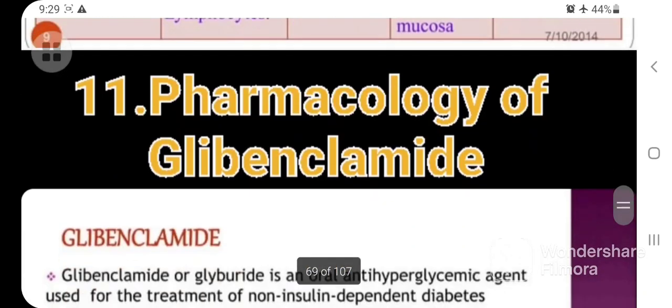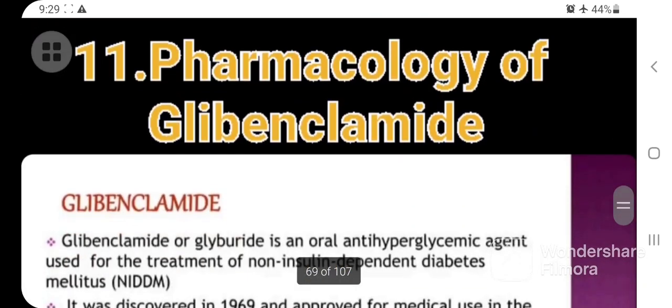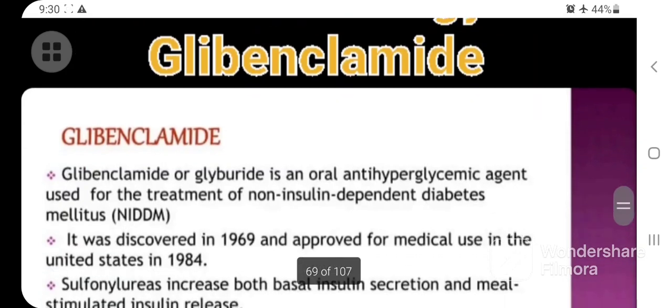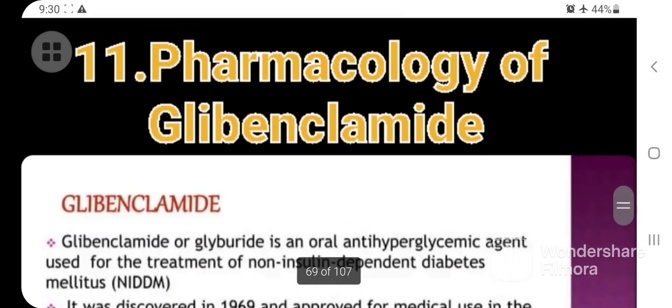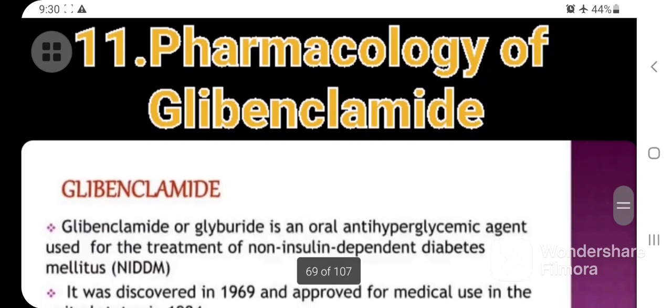Yes, then pharmacology of glibenclamide. See, if they ask glibenclamide, you write the same. If they ask sulfonylureas, you write the same, or if they ask glipizide, you write the same. So what is this glibenclamide? It is an oral hypoglycemic agent.